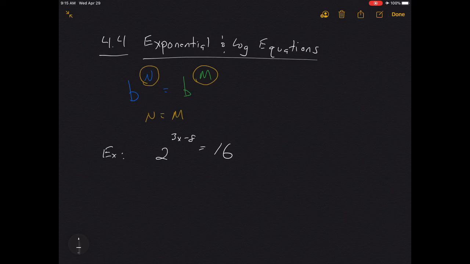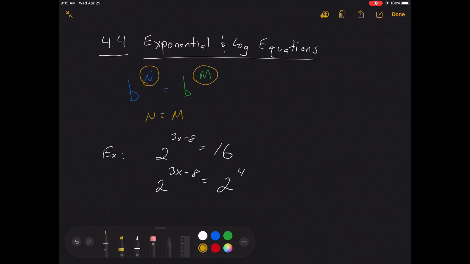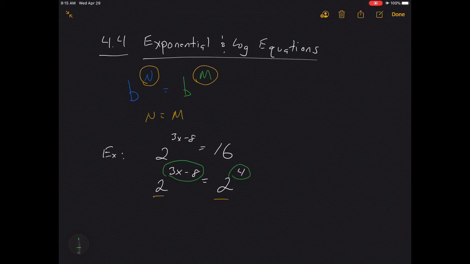So we're going to rewrite the 16, keep the left side the same here. We're going to rewrite 16 as 2 to the 4th power. Now what you should see is that the bases here are the same. I've got 2 on either side as my base, which means that my exponents, 3x minus 8 and 4, have to be the same in order for this to be a true statement. So we're going to take those two exponents and set them equal to each other, so 3x minus 8 equals 4. Then we can solve this equation just like we would normally solve any other equation.